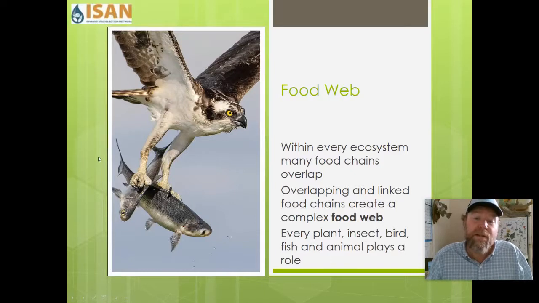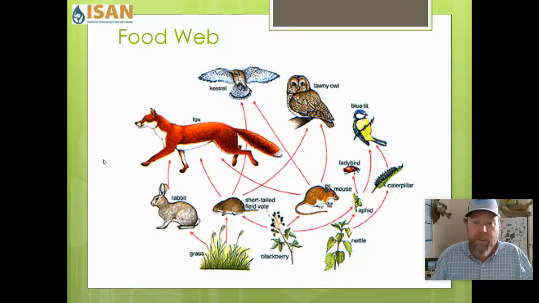Now, food webs are a little bit different than food chains. Within an ecosystem, a lot of food chains will overlap one another, and these overlapping food chains form a food web. In a food web, every insect, plant, animal, fish, bird plays a significant role.